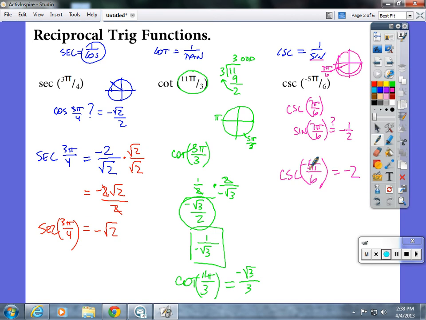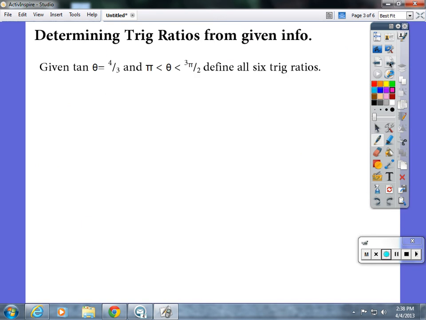All right, and moving on, determine the trig ratios from the given info. So, given that tangent of theta is 4 over 3, and that theta is between pi and 3 pi over 2, find all 6 trig functions. These problems always begin with us, first of all, determining what quadrant we're in. So pi and 3 pi over 2 places us in the third quadrant.